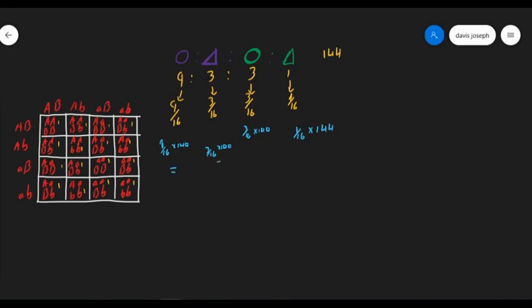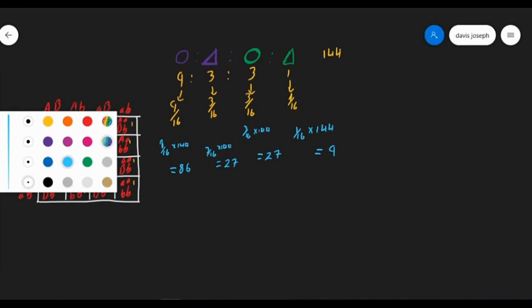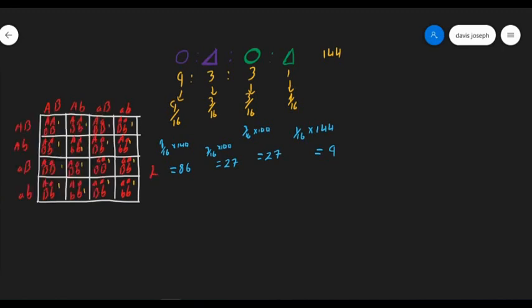So these are going to equate to, this should be 86, 27, 27, and 9. Please forgive me if I am wrong, but you can just do the calculations yourself. So these would be our expected values.